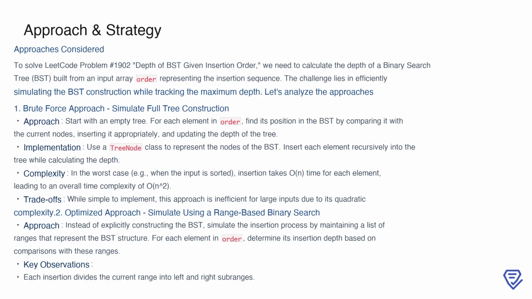While this approach is straightforward and uses a tree node class to represent the structure, it becomes computationally expensive. In the worst-case scenario, such as a sorted input, each insertion could require traversing the entire depth of the tree, leading to an overall complexity of O(n^2). This makes it impractical for large inputs.